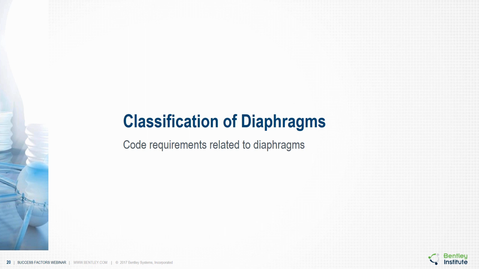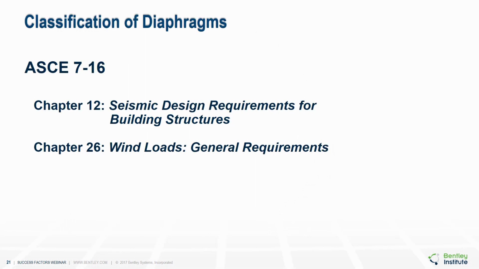This is just some brief highlights just to point out what we find in the codes. So let's first talk about ASCE 7-16. That includes a very detailed set of diaphragm requirements. Now, it's important to keep in mind that the requirements there for wind analysis and for seismic analysis are not the same. Chapter 12 is seismic requirements, and Chapter 26 is wind requirements.